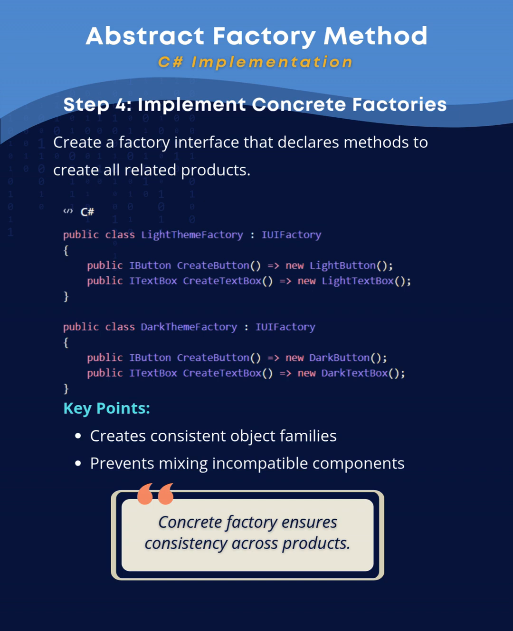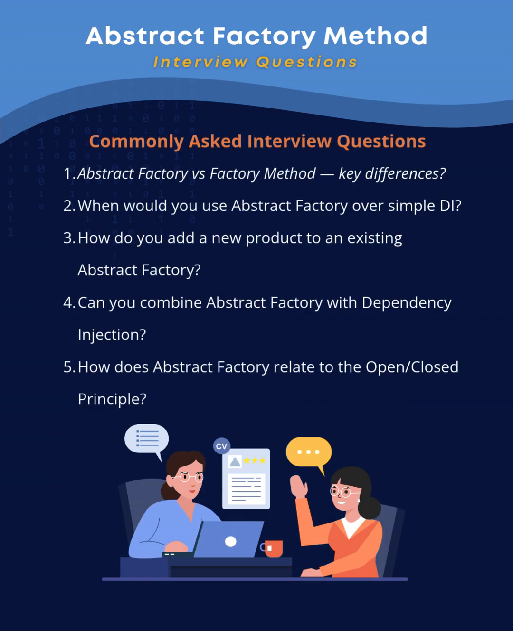Now let's talk interview prep, because these questions come up a lot. 1. What's the difference between abstract factory and factory method? 2. When would you use abstract factory over simple dependency injection? 3. How do you add a new product to an existing abstract factory? 4. Can you combine abstract factory with DI? And 5. How does it relate to the open/closed principle? Pause here, think through each one, and drop your answers in the comments below.